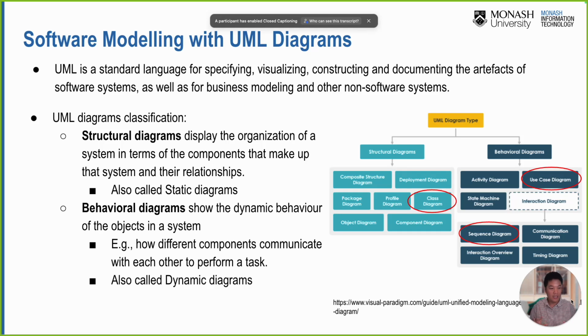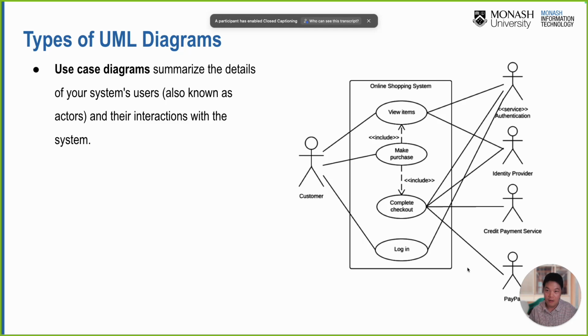Okay, so keep in mind UML. There are two types of UML diagrams: structural diagrams and behavioral diagrams. In this lecture, as you can see in this figure, there are multiple types of diagrams, but we cannot cover everything. Within this unit, we're going to cover only 3 of them: use case diagram, class diagram, and sequence diagram. And these 3 diagrams will be used as part of the assessment tool. All right, let's go through them one by one.